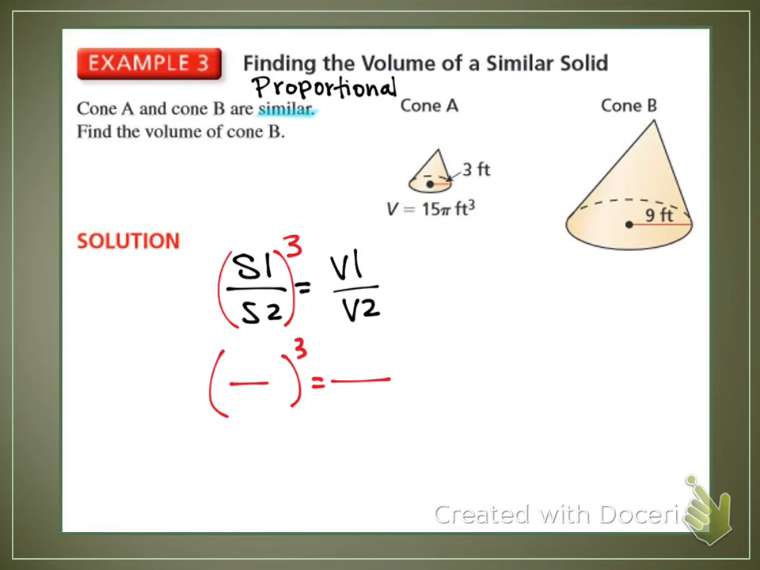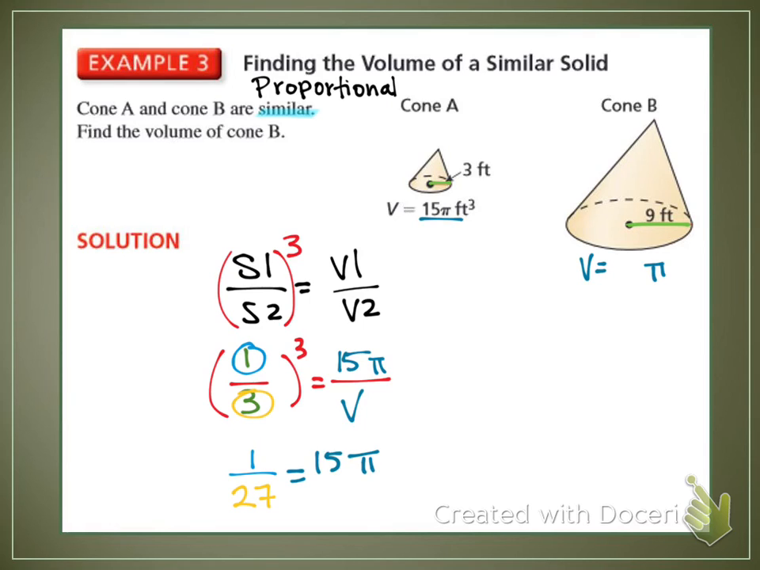So what is a length from the first shape? 3. And a length from the second? 9. And it equals the volume from the first? 15 pi. And the volume from the second, we don't know. When you cube, it is easiest if you reduce. What is 3 over 9 reduced to? 1/3. A lot of people have been reducing and then not cubing. What is 1 cubed? 1 times 1 times 1 is 1. And then 3 cubed would be 3 times 3 times 3, which is 27.